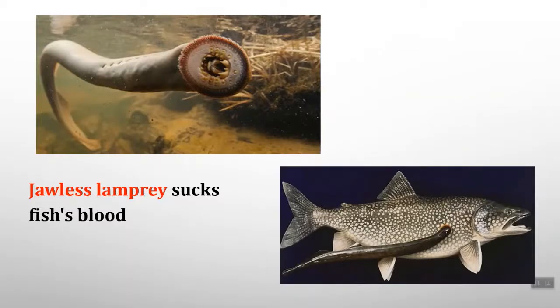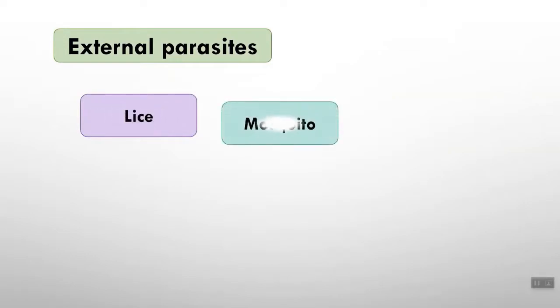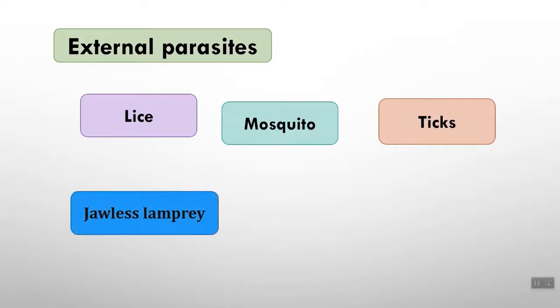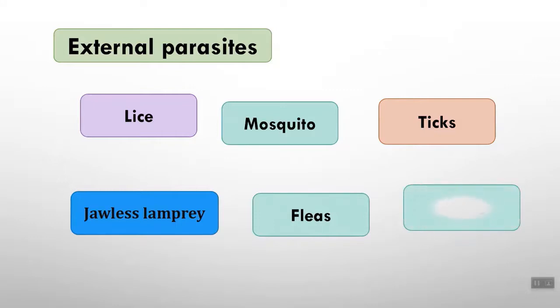And we have the jawless lamprey. The jawless lamprey sucks the fish's blood. So we have 6 external parasites. We have the lice, the mosquito, ticks, the jawless lamprey, which sucks the blood from the fish, the fleas, and the last one, the bugs. All of them are external parasites that live on the host's body.